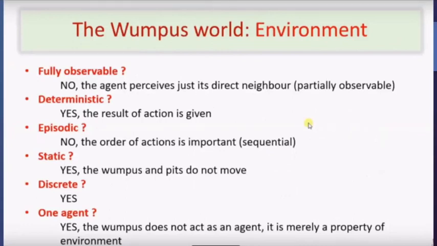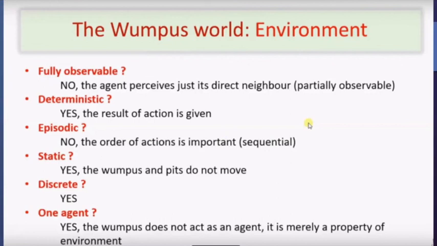Let's talk about the environment of the Wumpus World. Is the environment fully observable? No. The agent cannot find the full information about the environment. It will find only partial information. Partial information means it will just find out its neighboring nodes. So it is not fully observable.